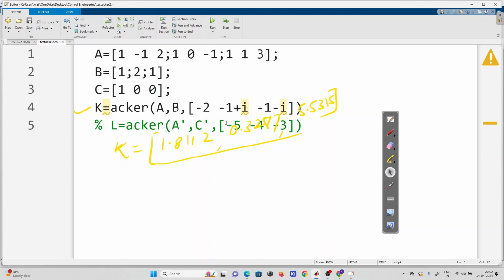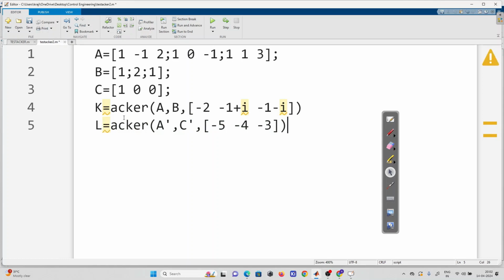Here, if you see, the second part I have written here: L is equal to acker, A to the power dot, a hyphen I have written here. So this will make the transpose of the A matrix. Similarly, C transpose I have taken here, and -5, -4, and -3 I have written here. I'm going to uncomment it. For uncommenting we can just put Control T, and Control R means we will comment that. Okay, so I'm going to run this one.